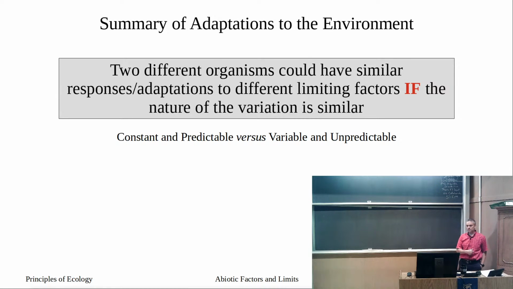So you can have two very different organisms evolving in two very different parts of this world, and yet we could see similar responses or similar adaptations because these limiting factors have the same type of nature in terms of their variation. So it could be constant and predictable type of harshness. It could be two separate things. It could be temperature for one and water for the other. But if it's constant and predictable, those organisms may evolve similar type of adaptation, similar type of response.